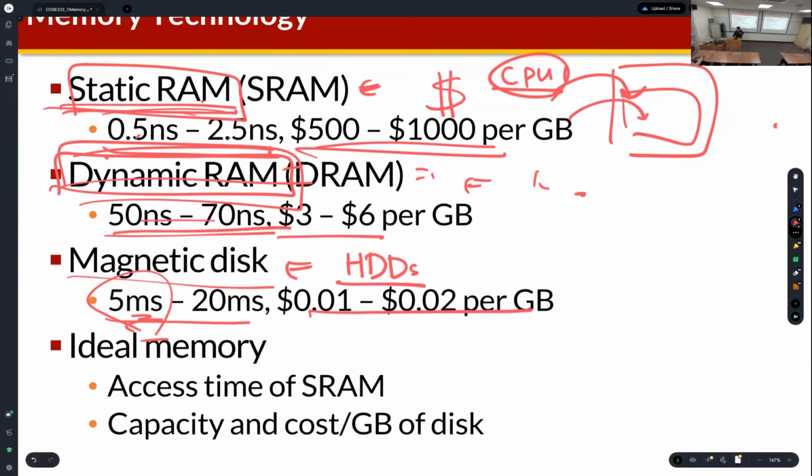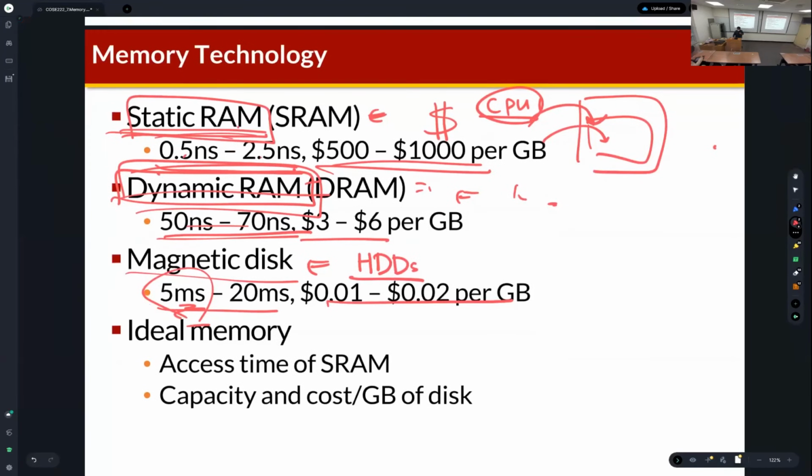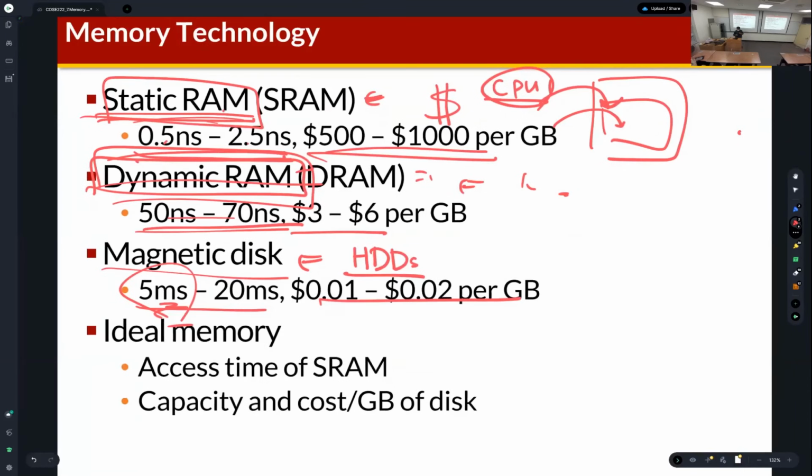Right? Okay, so that is the summary of memory technologies in the computer system. If you see these properties of different memory technologies, you can find that fast memory is very, very expensive. Slow memory is cheap. So we cannot find a perfect memory in our real world.